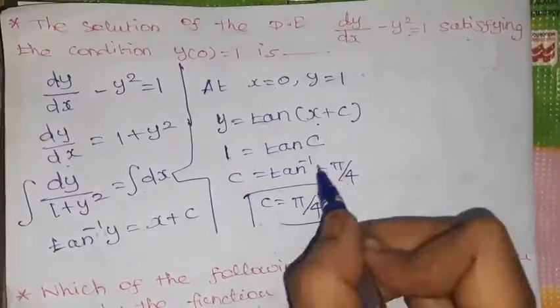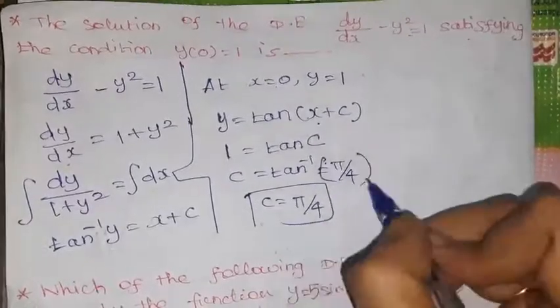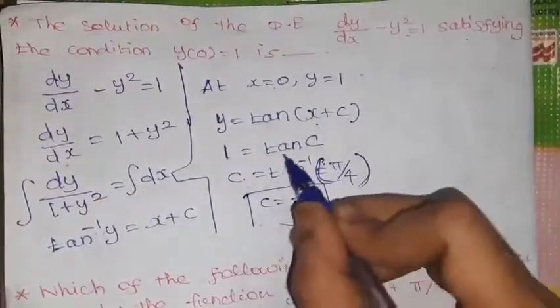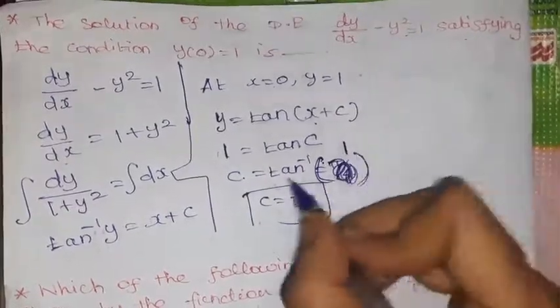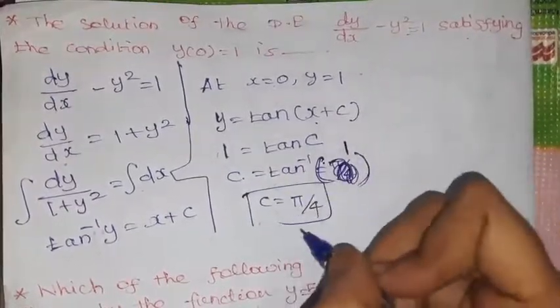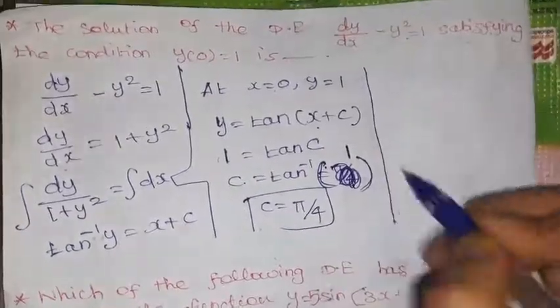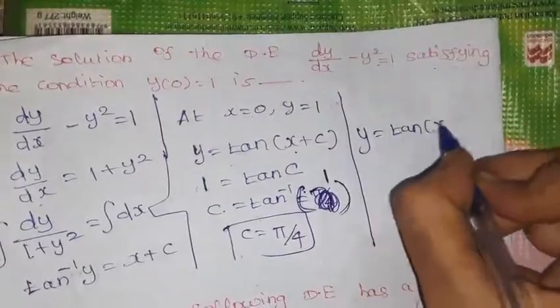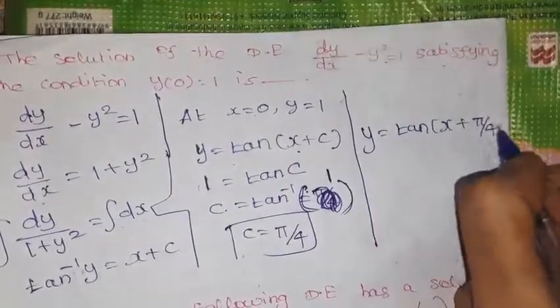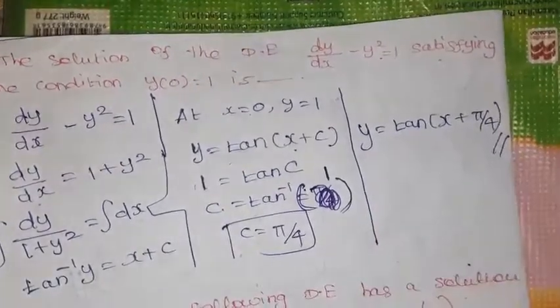So c equal to tan inverse of 1. Tan inverse of 1 is nothing but pi by 4. So c equal to pi by 4. Substitute in this equation: y equal to tan of x plus pi by 4. Okay, this is the solution for this problem. We'll move on to the next one.